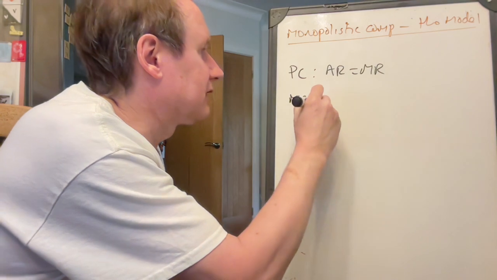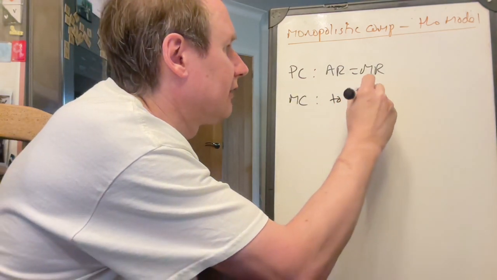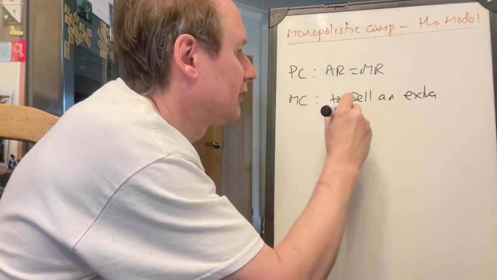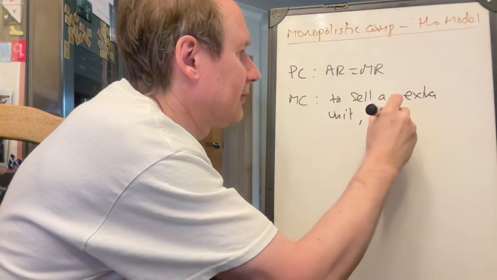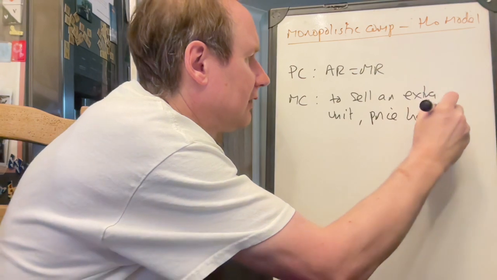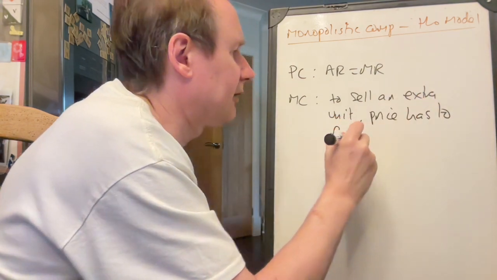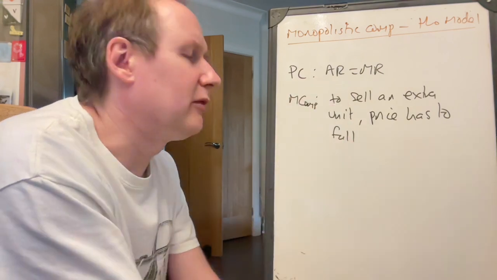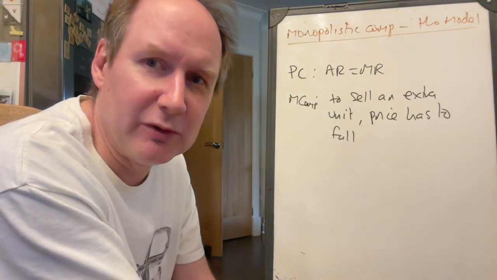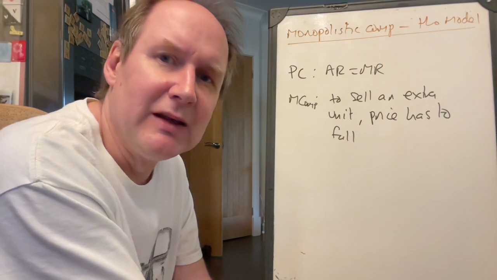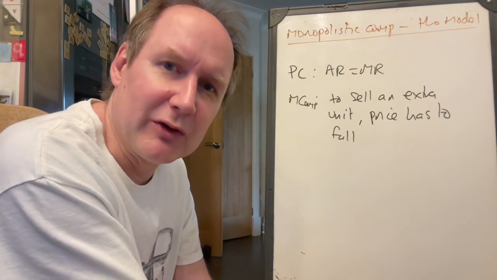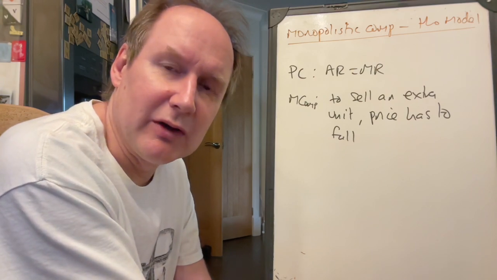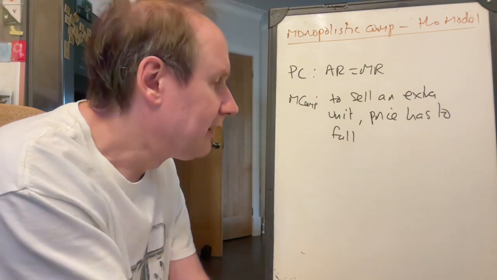And the reason is that to sell an extra unit, price has to be cut. And that doesn't sound, it's obviously true, but it doesn't sound like it's going to be problematic. But actually it is problematic for marginal revenue. It means that marginal revenue and average revenue are no longer the same. And I'll show you why that is now.